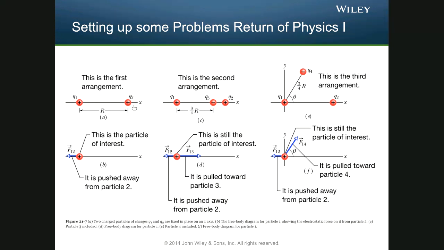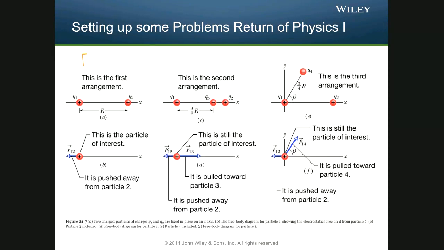Now, so you can see here we have similar, more complex arrangements of charges, all right? So we have this first arrangement, which is very simple. We have this second arrangement, which is just like the checkpoint, right? And we have this third arrangement, which is a little more complicated. I call this setting up some problems in return to Physics 1, but you'll notice that this is going to be a little more difficult. And we have to remember that fundamentally Coulomb's law is about forces, right?